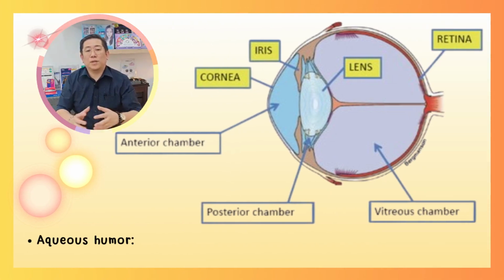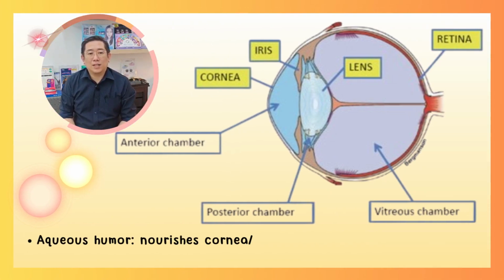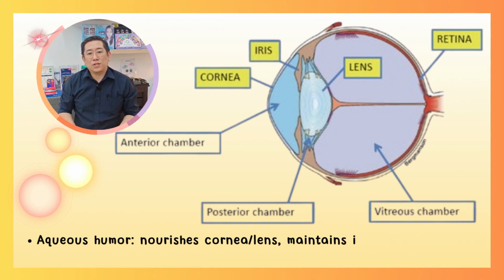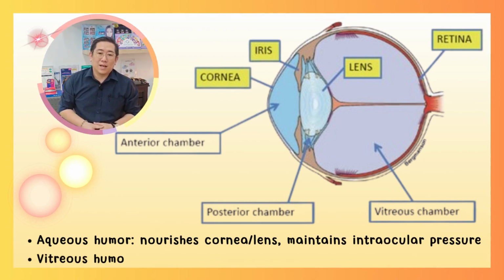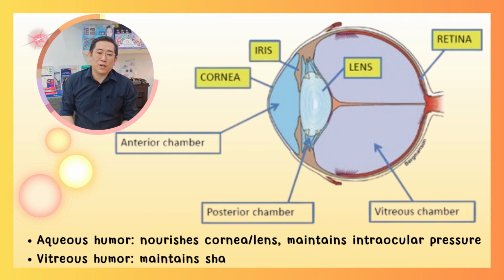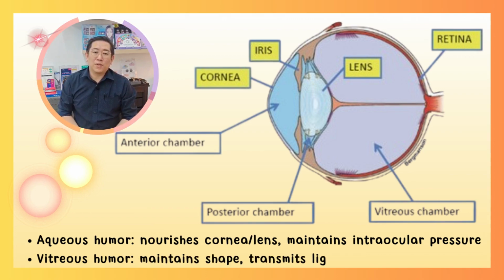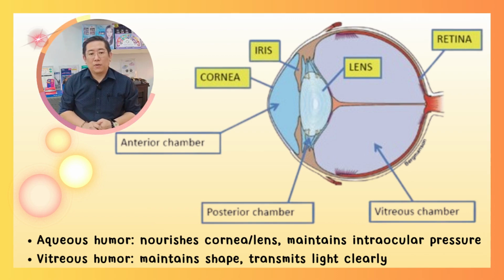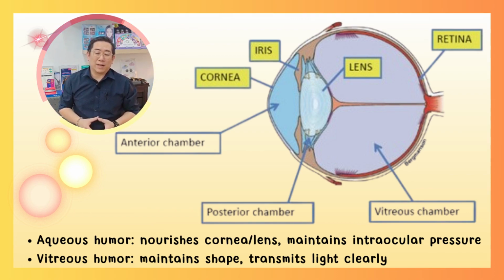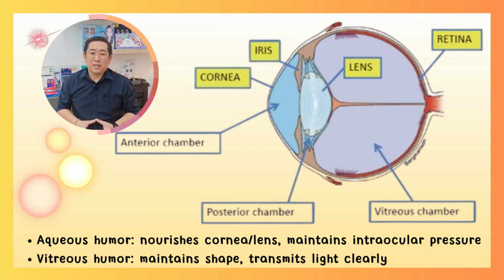The aqueous humor is a clear fluid between the cornea and lens. It nourishes avascular structures like the cornea and lens, and also helps maintain intraocular pressure. The vitreous humor fills the larger posterior chamber and keeps the eye's spherical shape. Both of these media allow light to pass through with minimal scattering, ensuring that the image remains sharp on the retina.